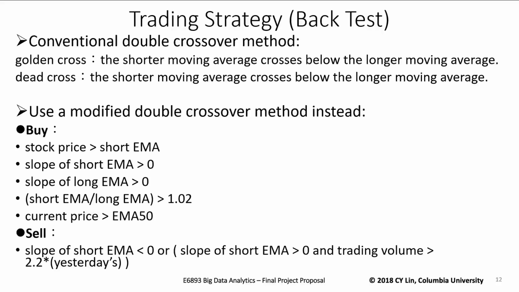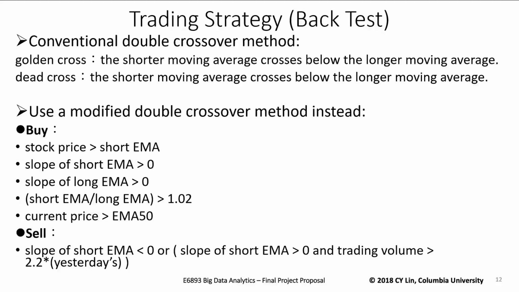We also use two moving averages here, a short EMA and a long EMA. We buy when the following criteria are met. The stock price is greater than the value of the short EMA. The slope of the short and long EMA must be positive. The ratio of the short and the long EMA must be greater than 1.02. And finally, the current price must be above 50-day EMA.